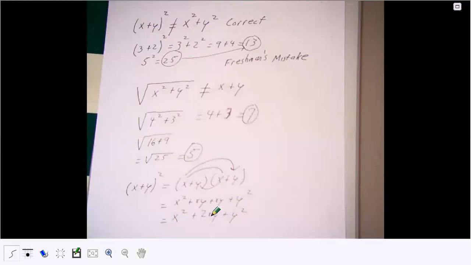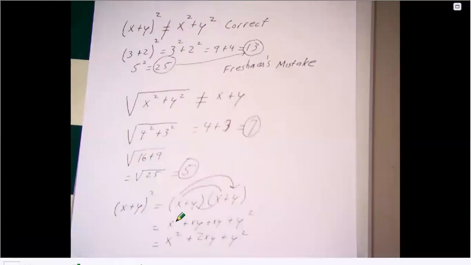If x or y was equal to 0, then this so-called freshman's mistake would be true. But those are just two very special cases. In general, it's not true.